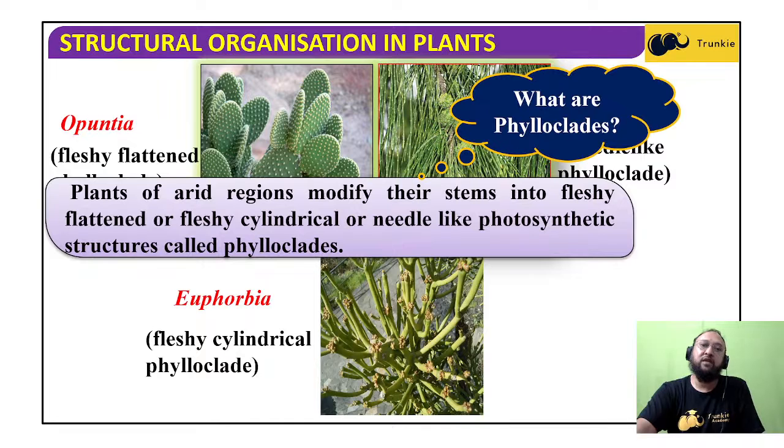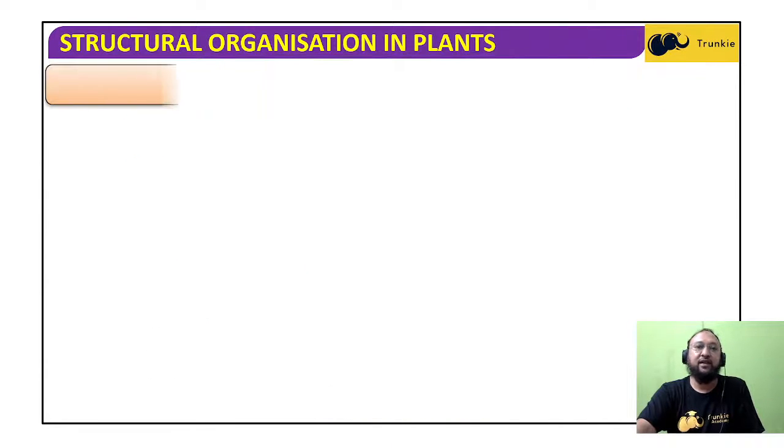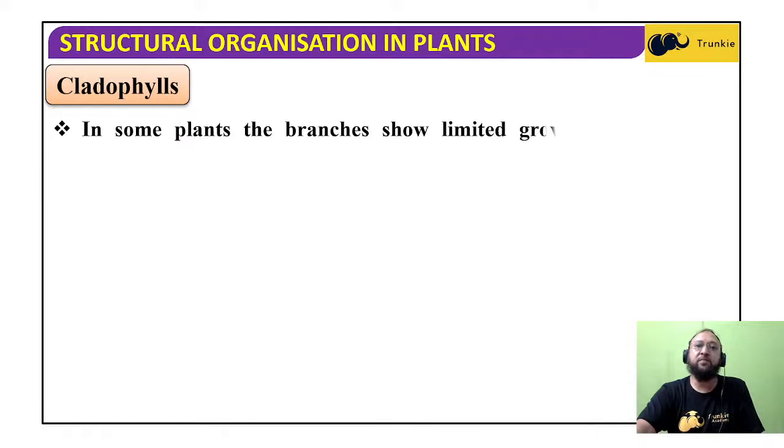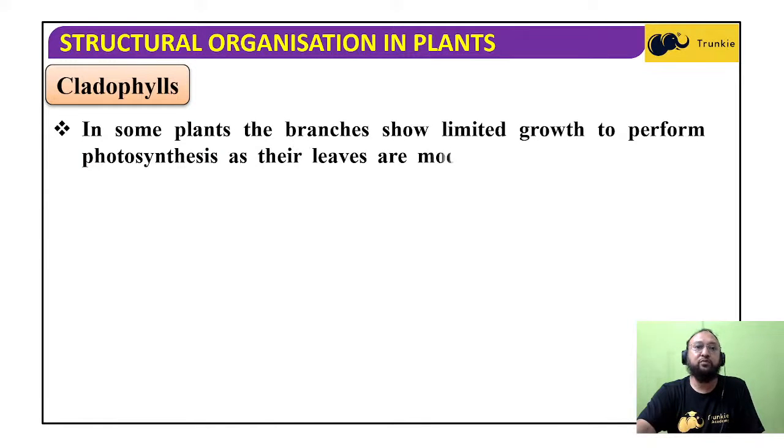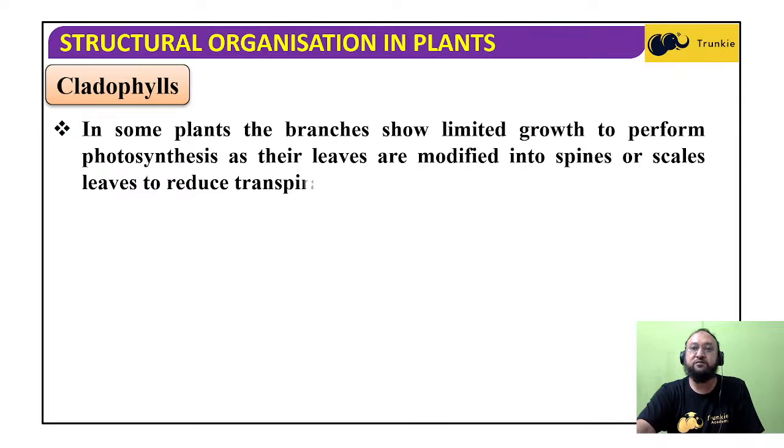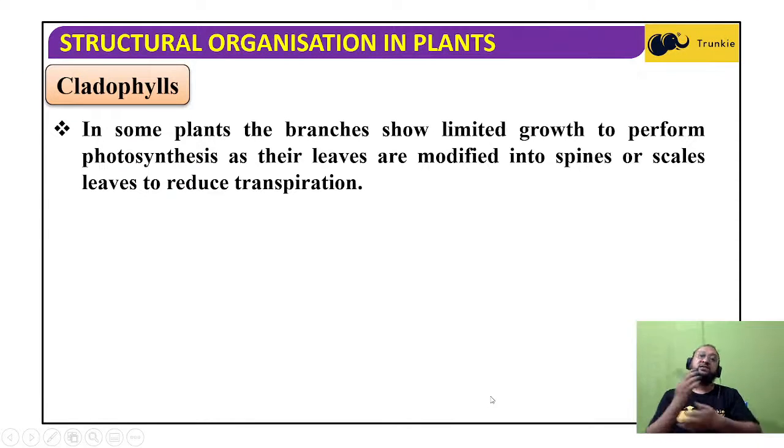So in arid regions, plants modify their stems into fleshy, flattened, or fleshy, cylindrical, or needle-like photosynthetic structures called phylloclades. Now cladophylls. In some plants, branches show an intermediate growth to perform photosynthesis as the leaves are modified into spines or scale leaves to reduce transpiration, because in this case also there is scarcity of water and they need to conserve water.